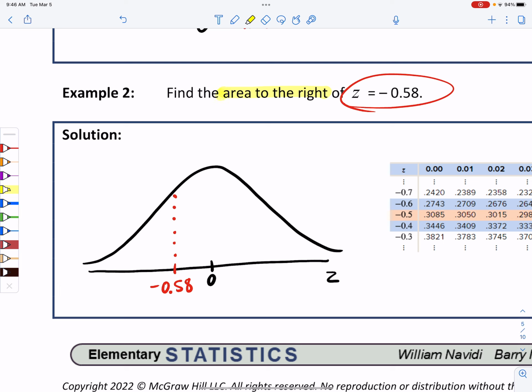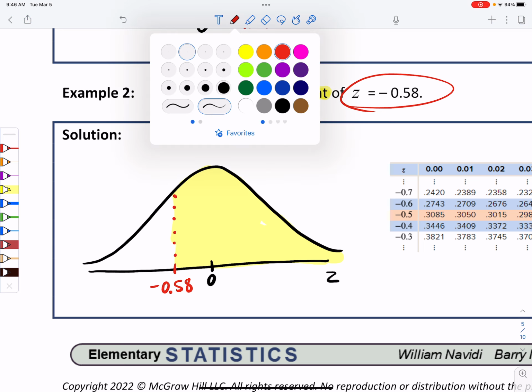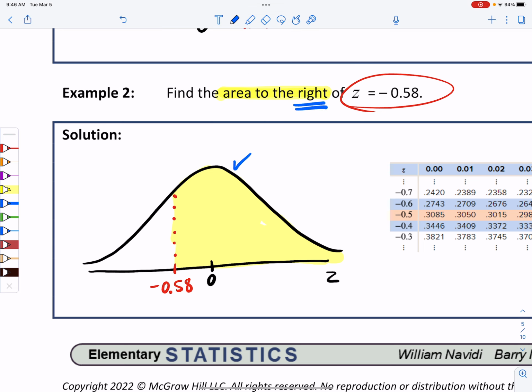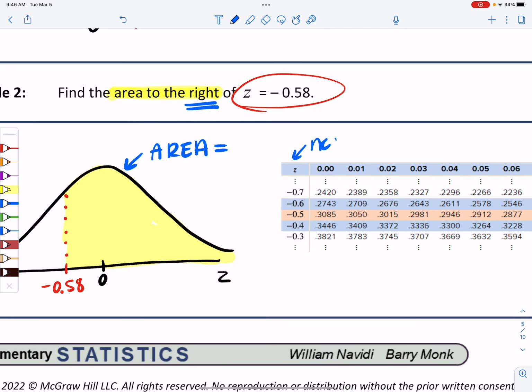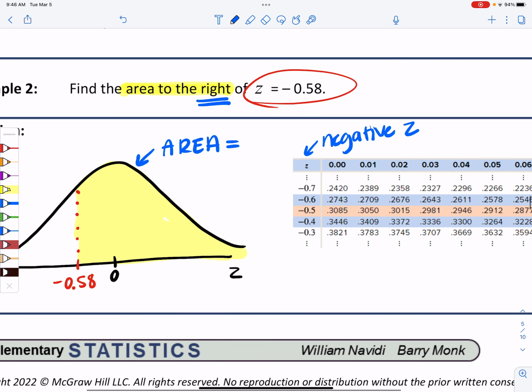But this time, notice what I want is not the area to its left, it is the area to its right. So this time, I want to find the area for this entire region, shaded, but to the right of z. All right, now, I can still go to my table and look up the z-score, just like I did above. This is a negative z, so make sure you're looking on the page with negative z-scores. Look it up to one decimal place first. So negative 0.5.